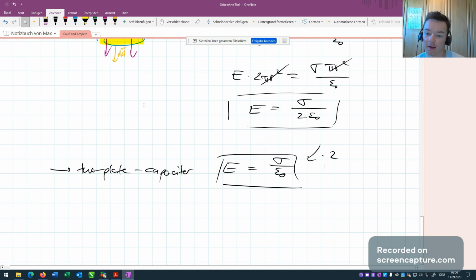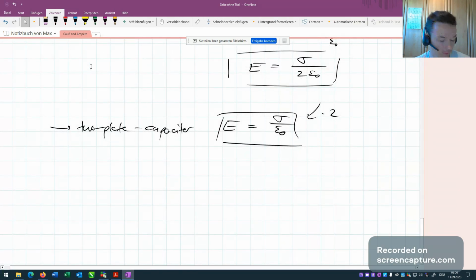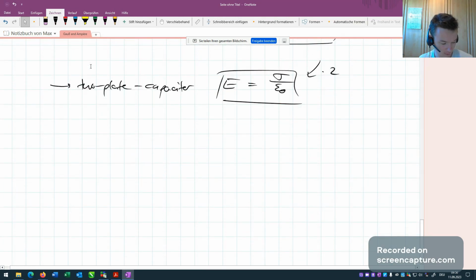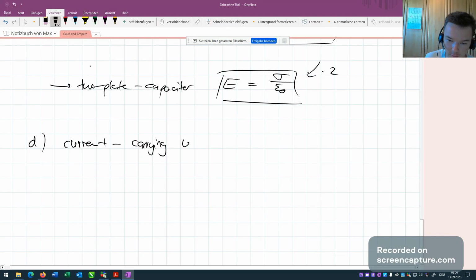Now let's talk about Ampere's law. Now I've got 2 examples left, which are a current carrying wire and a solenoid. So part D, current carrying wire.